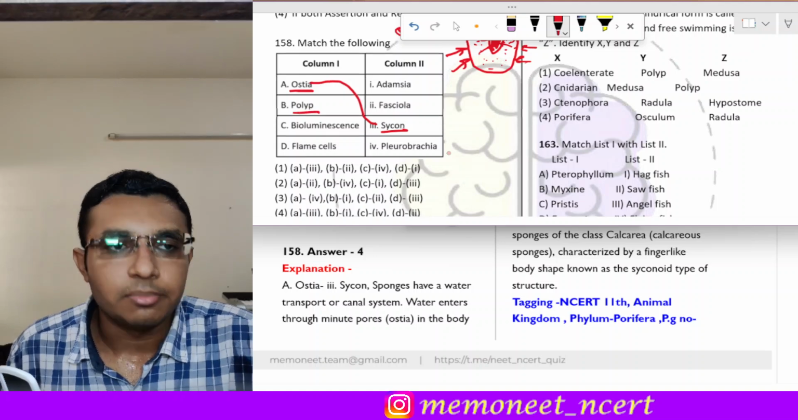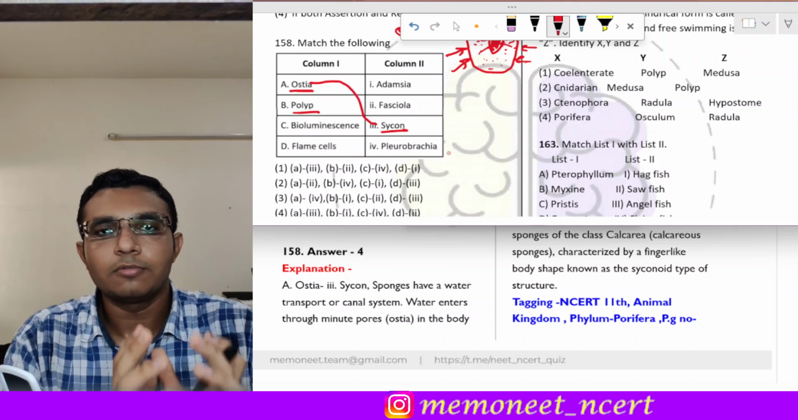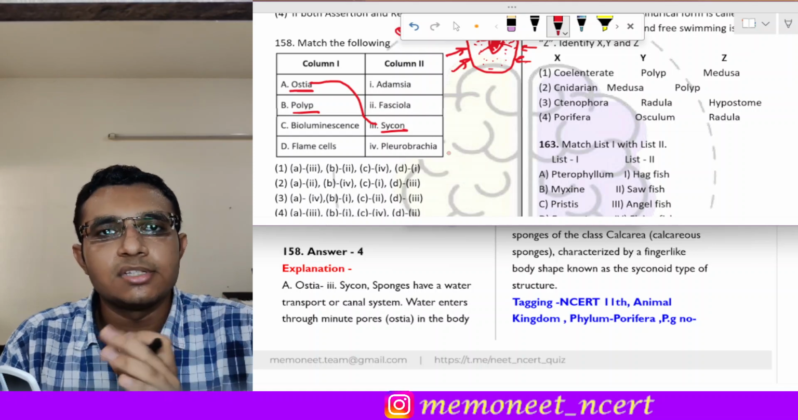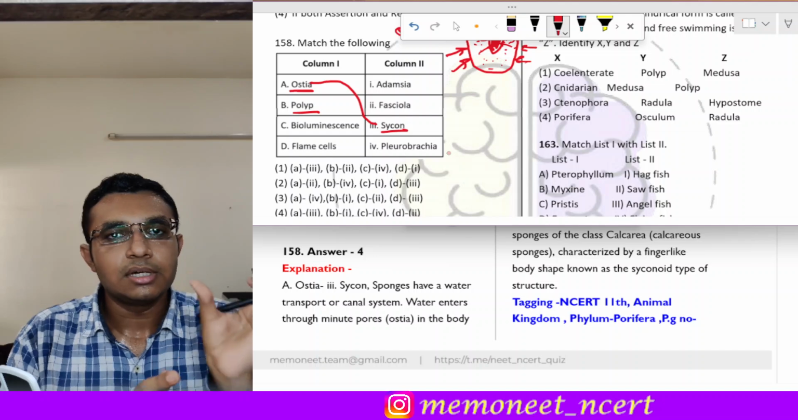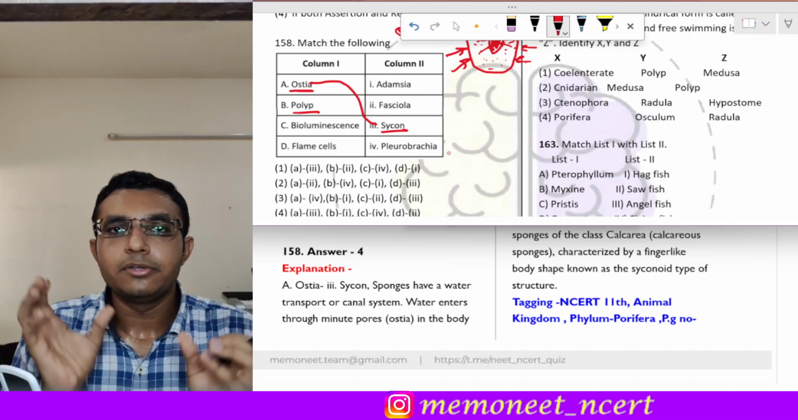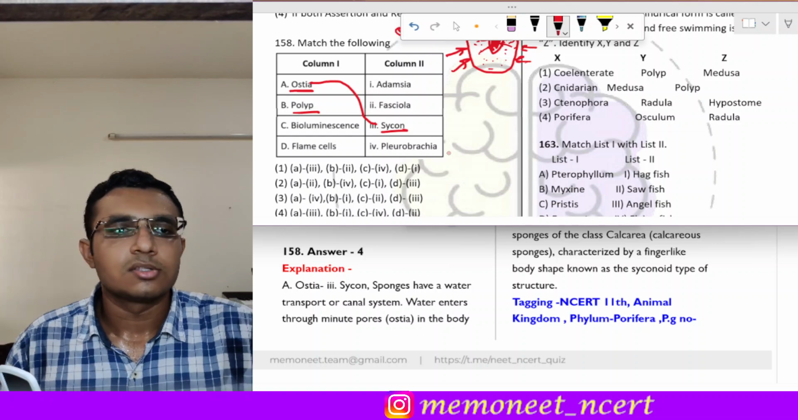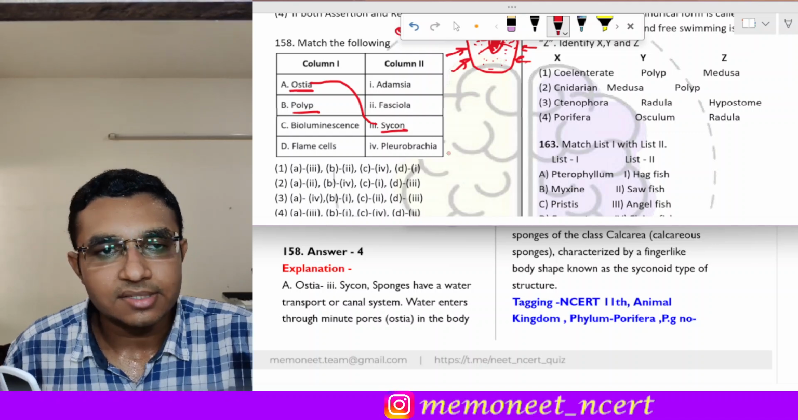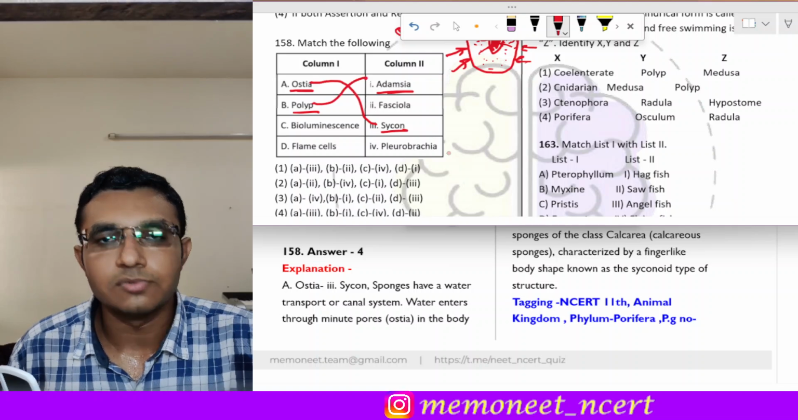B is polyp. Now, what is polyp and what is medusa? Now, see the members of phylum Coelenterata show a process called metagenesis. What happens in metagenesis is that the organism alternates between the polyp form and the medusa form. The polyp is sessile and medusa is free-swimming. That is what is seen in phylum Coelenterata. And which organism belongs to phylum Coelenterata? It is the Adamsia, that is the sea anemone. So B goes with 1.